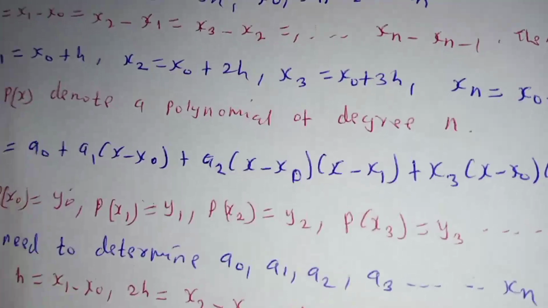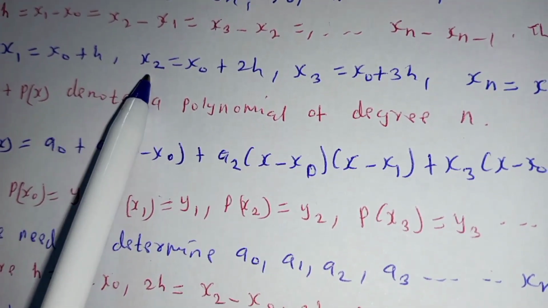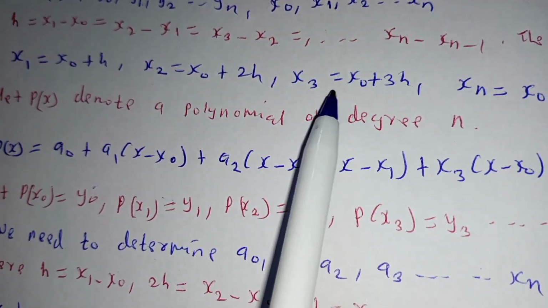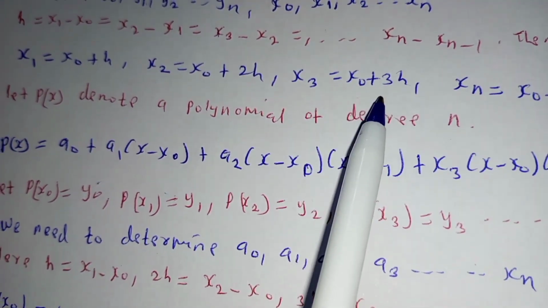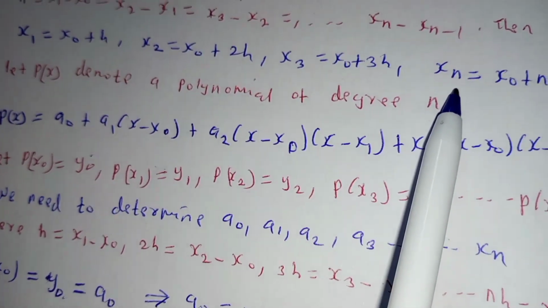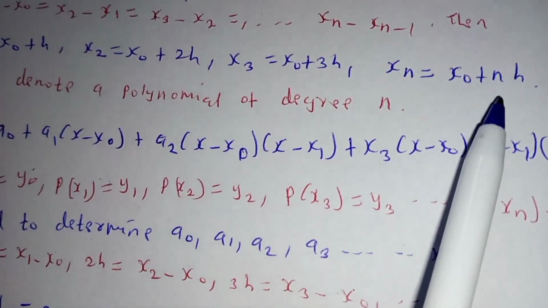Then x1 will be given by x naught plus h, x2 will be given by x naught plus 2h, x3 will be given by x naught plus 3h, all the way up to the last value of x, which is xn is equal to x naught plus nh.